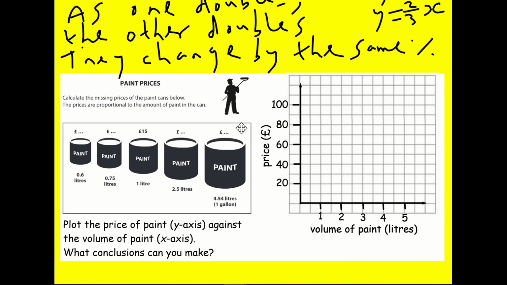We're going to look at paint prices. So we've got that 1 litre of paint costs £15. We're going to assume the prices are proportional to the amount of paint in the can. That's the same really as us saying there is direct proportion going on, as one doubles, the other doubles. In reality, that doesn't tend to be the case because you tend to get more from your money the more you buy. But here we're not assuming that, we're saying they are directly proportional. So I would like you to work out the prices of these other pots of paint and then plot the price of paint against the volume of paint and think about what conclusions you can make.